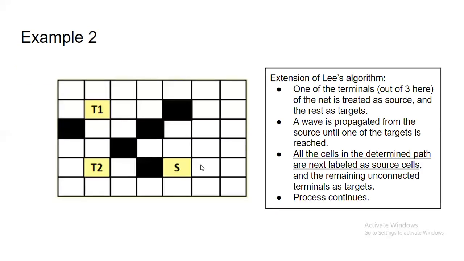Okay, so 1, 1, 1. Then what will happen here? It should be 2, 2, 2, and 2. And this is how you will finally get a path like this. Obviously, you can try it.